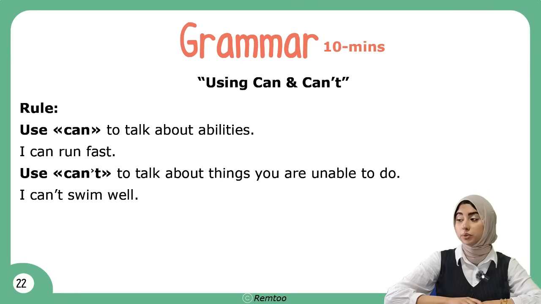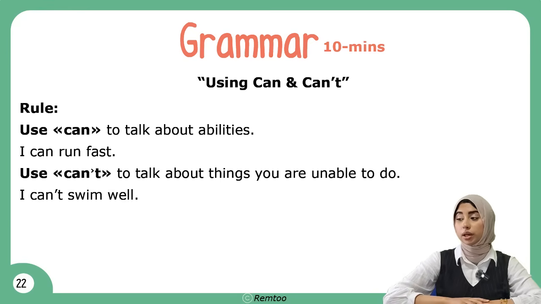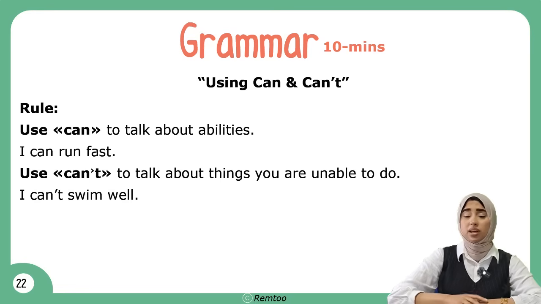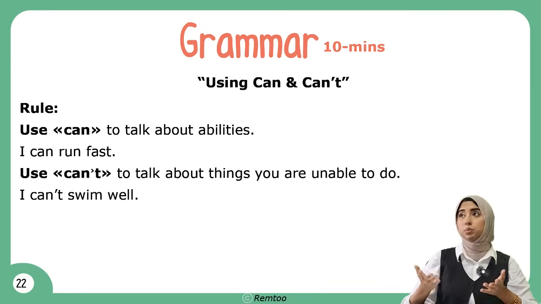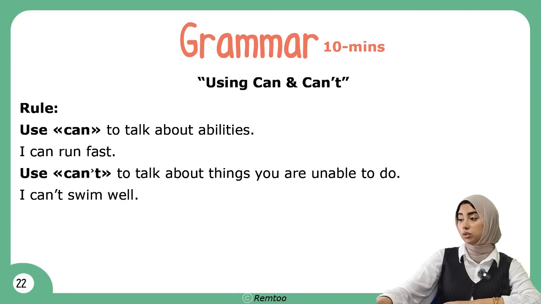Well, here in the grammar, we will learn how we use can and can't to express our abilities. So simply use can to talk about abilities. I mean things that you can do, like you're good at. For example, I can run fast, I can sing, I can dance well, okay? But use can't to talk about things that you are unable to do. For example, I can't swim well. I can't play football. I can jump high. Okay, good. Yes, let's have our second practice.